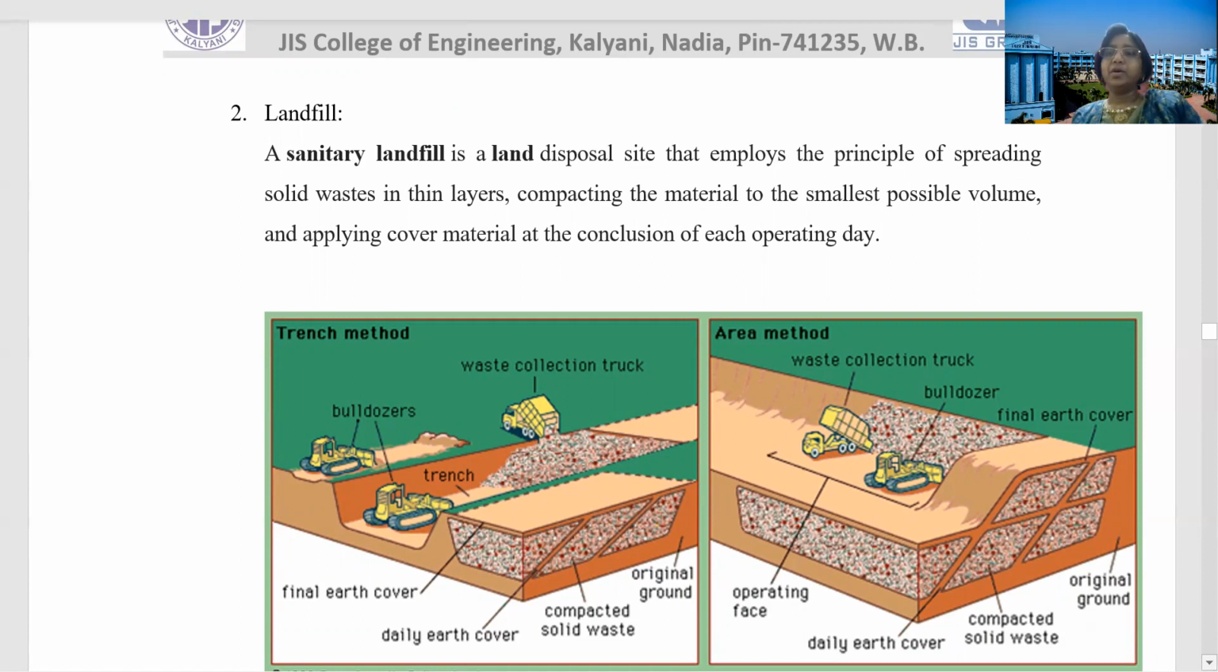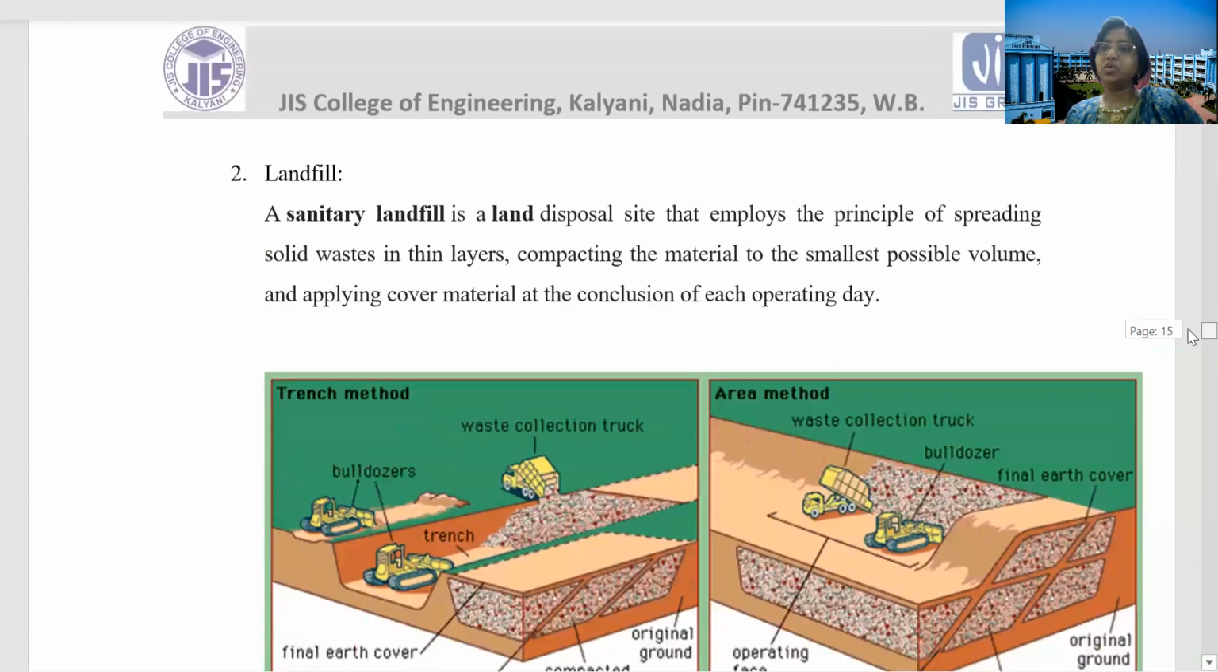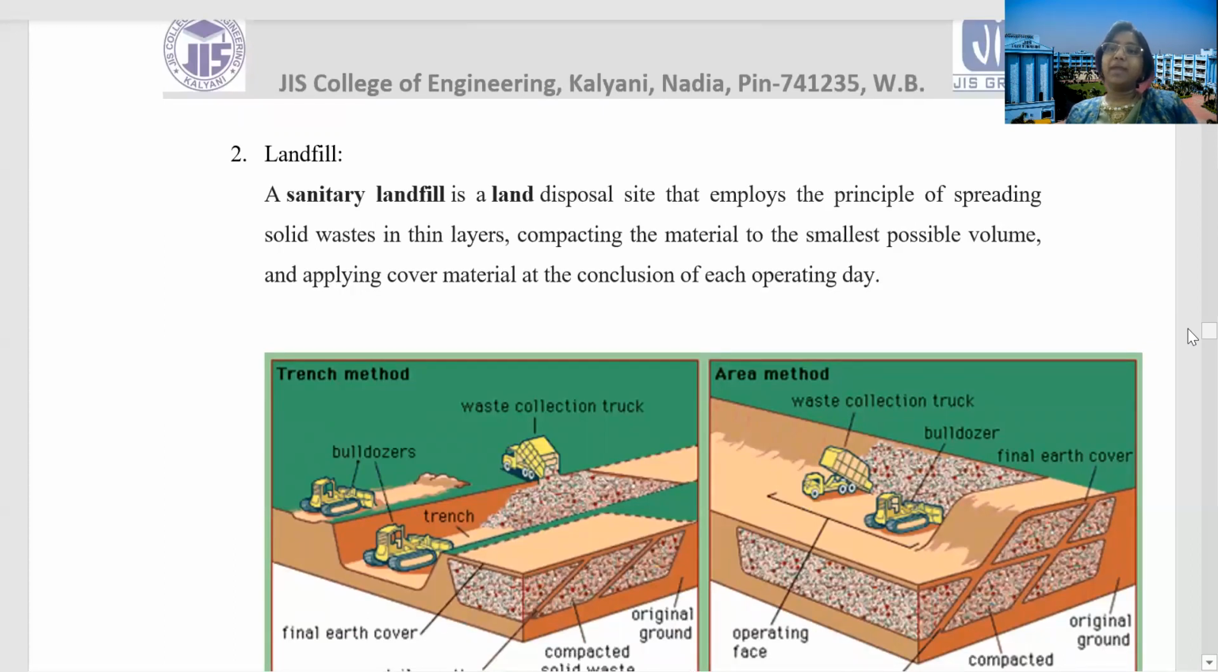So basically what we do, we collect all the solid waste, and then it is hand sorted. After that, it is compacted by a bulldozer to reduce the size, and when it becomes about 0.5 meter in thickness, again a lot of waste material is dumped, and after the size is reduced, it is compacted by the bulldozer, and then again it becomes 0.5 meter. In this way, when it becomes a total of 2 meter, then we give a 20 to 30 centimeter layer of earth.